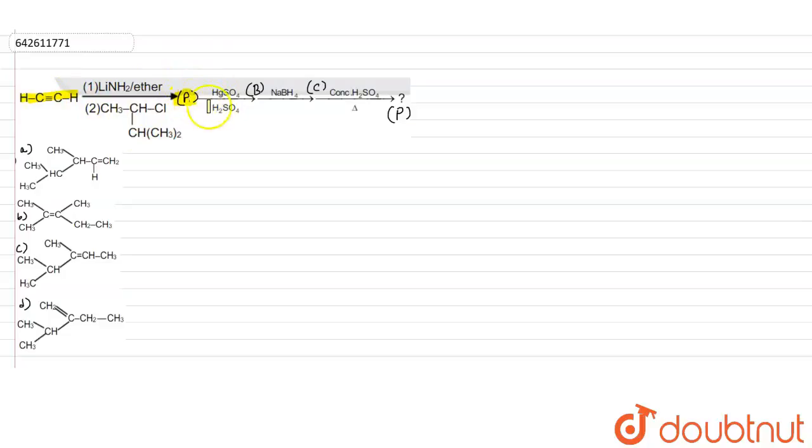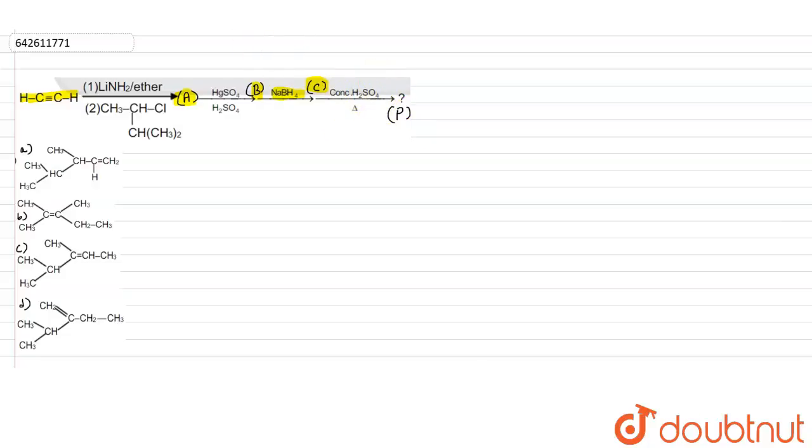When this A is treated with HgSO4 and H2SO4, product B is formed. After this, when it is treated with NaBH4, which is the reducing agent, it results in the formation of product C. Then we get a product P after treating with concentrated H2SO4. So let's start solving it.